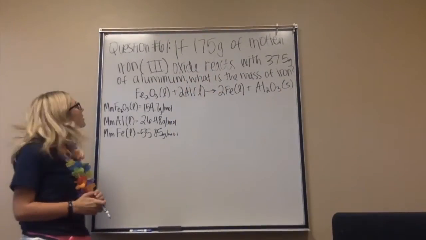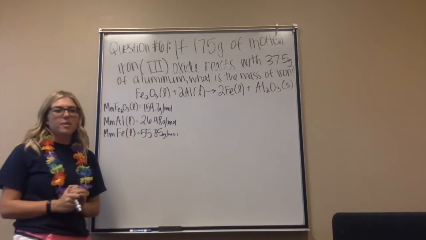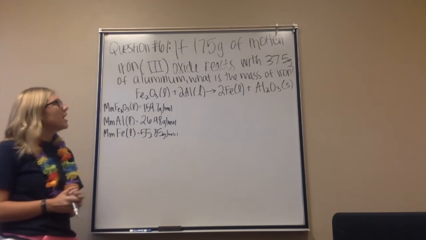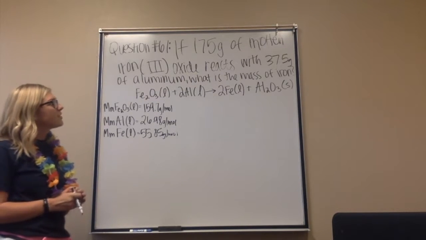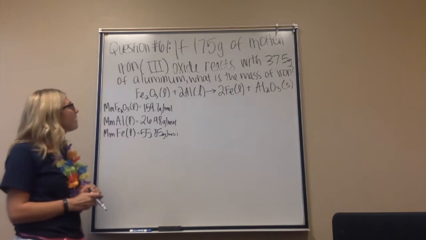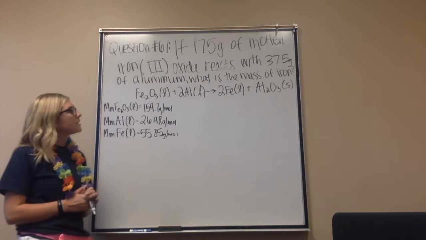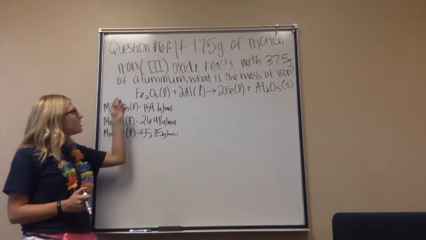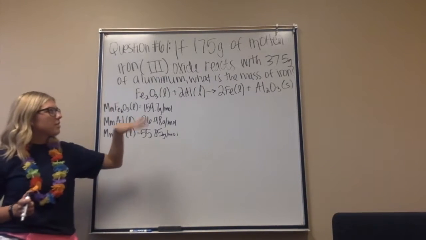Hi, today we're going to work on a limiting reagent problem from the book. It's going to be number 61. The question is, if 175 grams of molten iron(III) oxide reacts with 37.5 grams of aluminum, what is the mass of iron? I have the balanced equation right here with the reactants and the products.